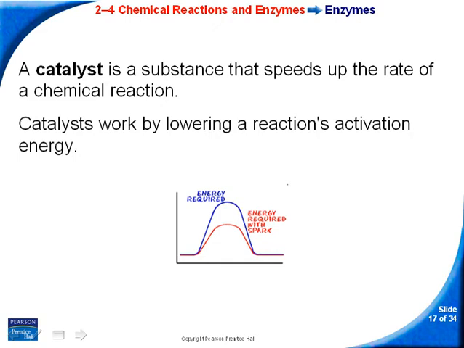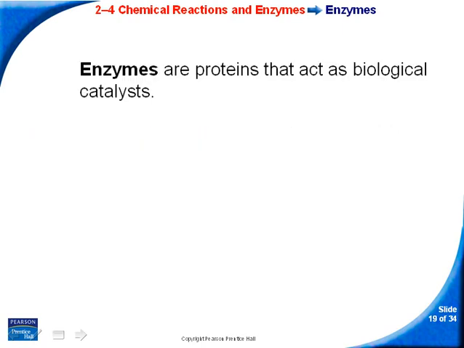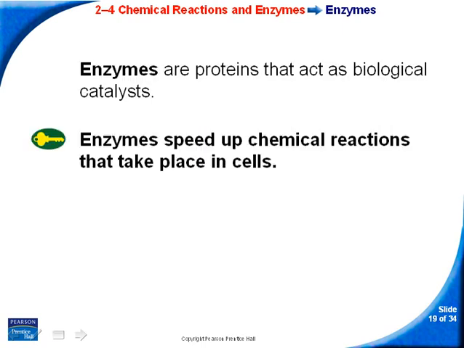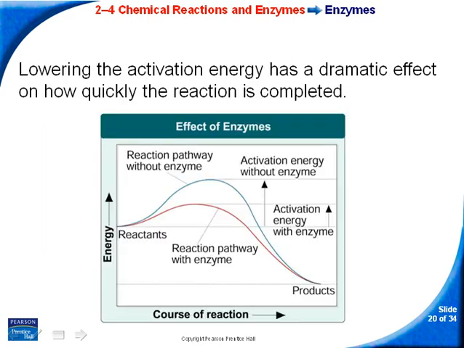The red line shows what the energy is reduced to if you add the catalyst. Why are enzymes important to living things? Enzymes are proteins that act as biological catalysts. They speed up the chemical reactions that take place in cells, and they do this by lowering the activation energy.